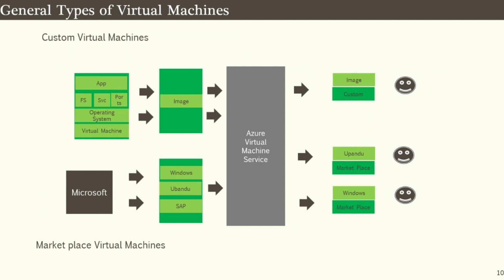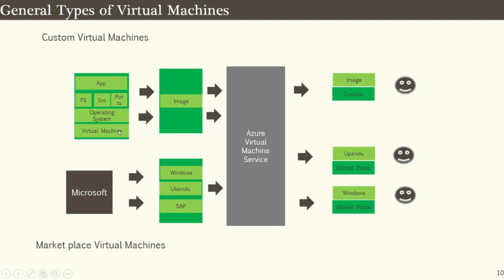Now let's see what are the two common types of virtual machines. The first one is called custom virtual machines. That is, you have a virtual machine that might have its own operating system, whereupon you have file system, services, ports, and over and above it your application sits, and put together all this forms an image. And this image can be hosted in a cloud using Azure Virtual Machine Service.